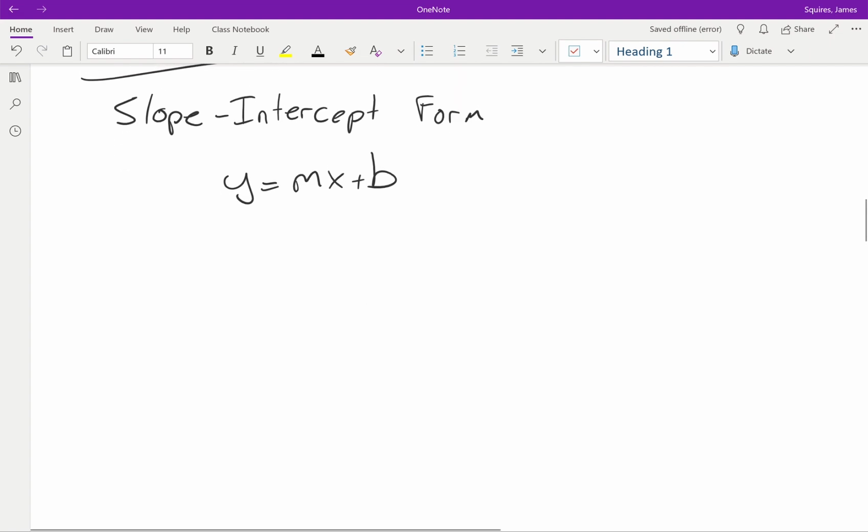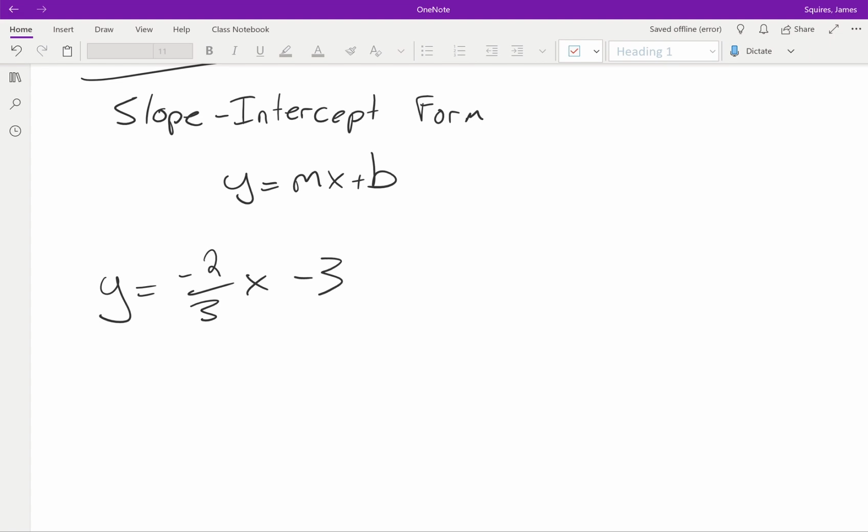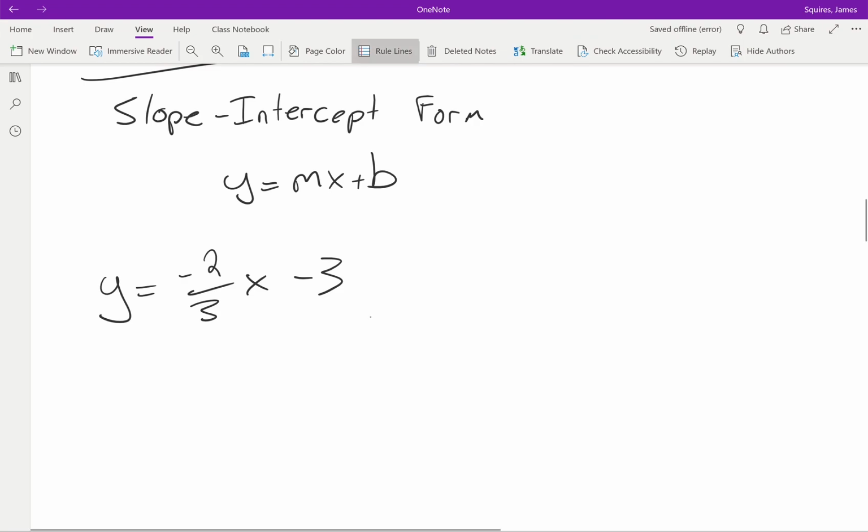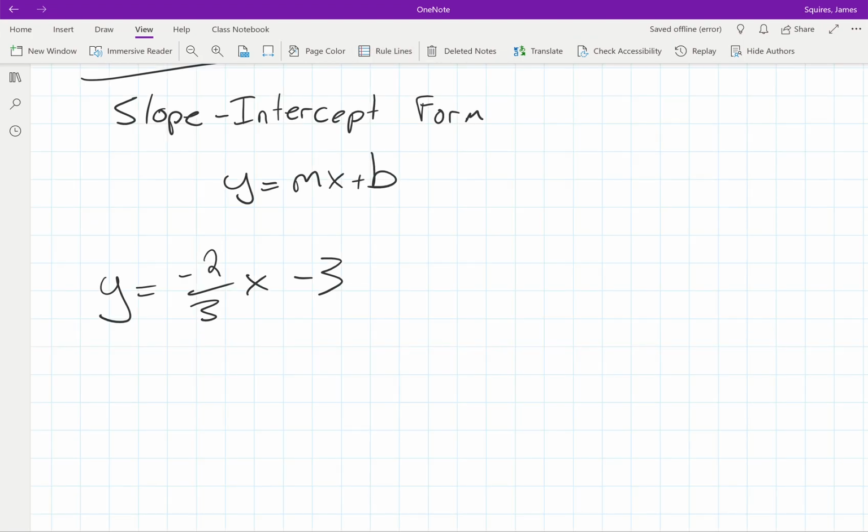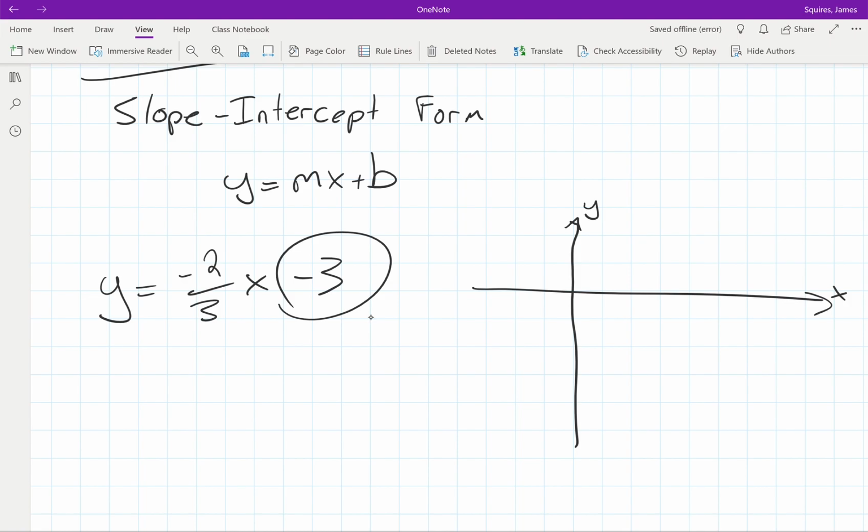So if we have a line already written in slope-intercept form, say y equals negative 2/3 x minus 3, and we are asked to graph this using slope, well, let's first draw a quick y-x-axis. We have a y-intercept here of negative 3, so 1, 2, 3.